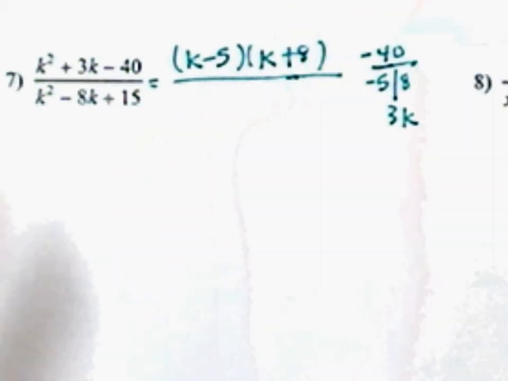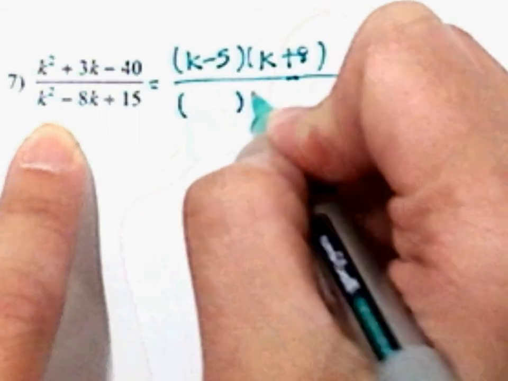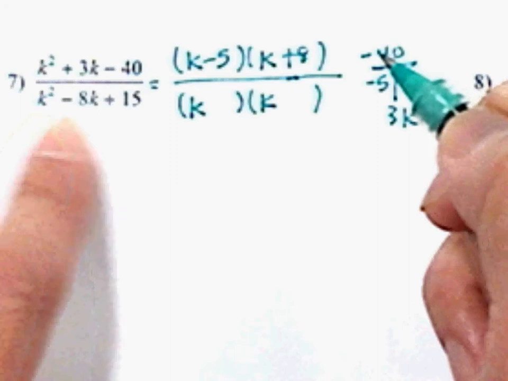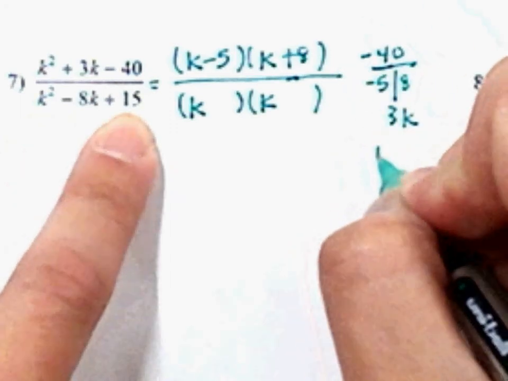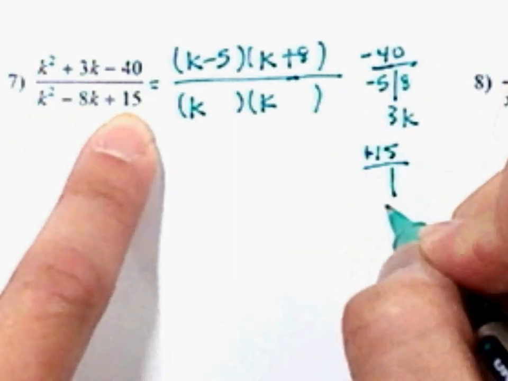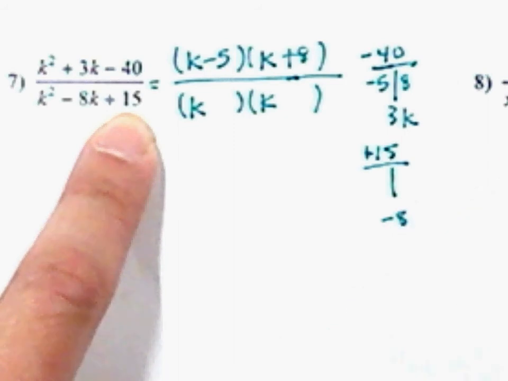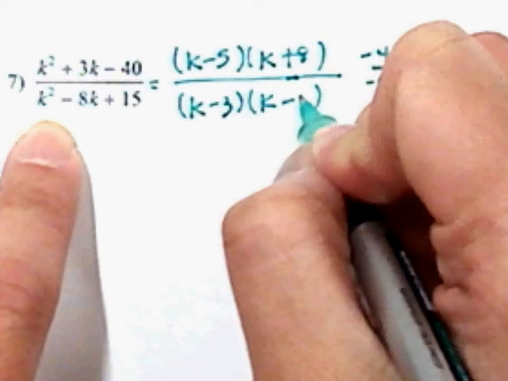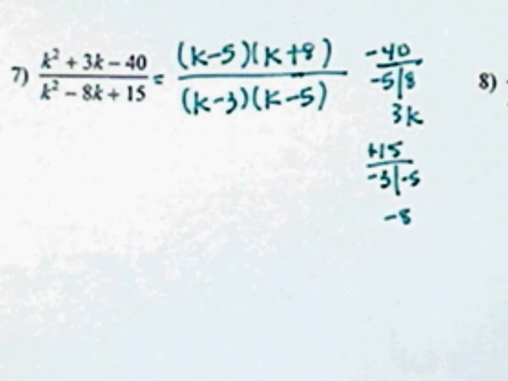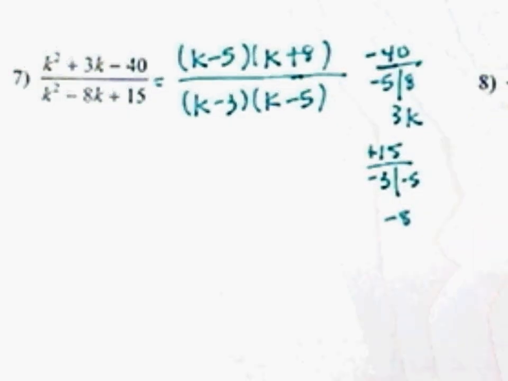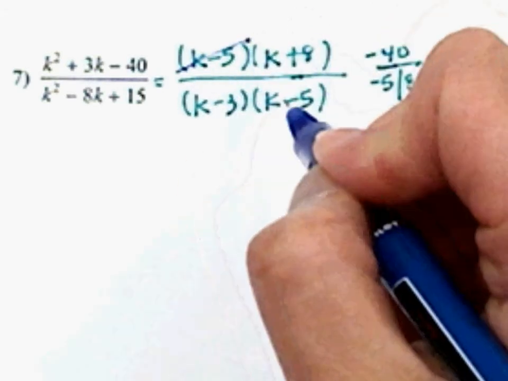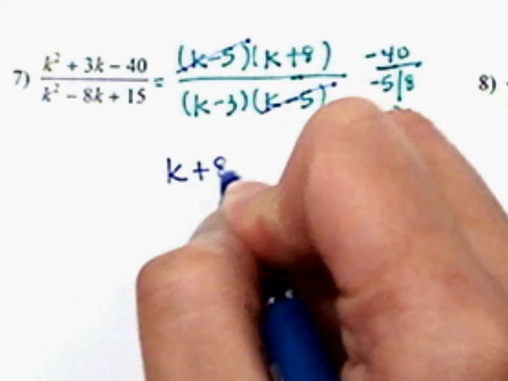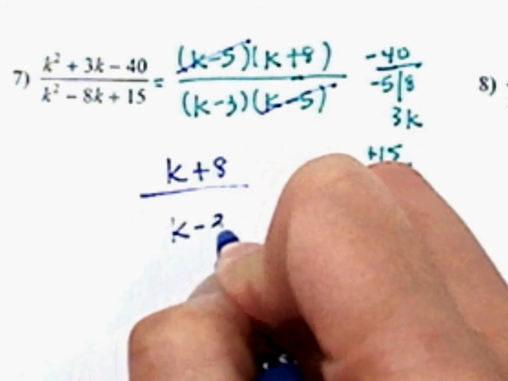Look at your denominator. Let's see if you can factor those. Factors of k squared, k and k. Well, two numbers multiplied to give you a positive 15, and it's going to add to give you 8. Negative 3 and negative 5. Good job. All right. From there, do you see anything that can cancel out that looks exactly the same? K minus 5. So you mark those off. So now you have k plus 8 over k minus 3. That's all you have left.